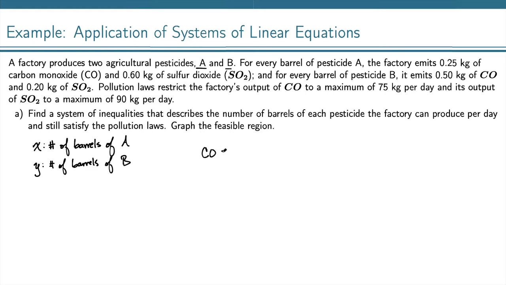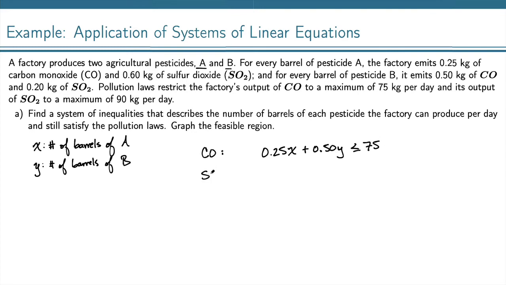We can get the amount of carbon monoxide emitted by taking 0.25 and multiplying that by X, the number of barrels of pesticide A, and then adding from B, we get 0.50 kilograms per barrel, so times Y. That's the carbon monoxide. And we know that the total emissions of carbon monoxide need to be less than or equal to 75.